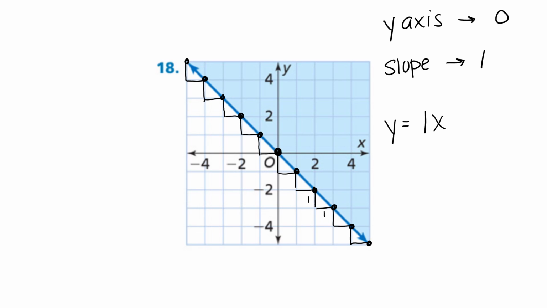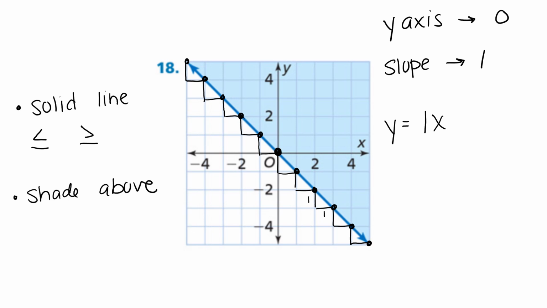We then can reference the fact that it is a solid line. A solid line means that we will include the equal to symbol in our values. Step 3 is that it is shaded above the line, which means we want the greater than symbol. Y is greater than or equal to 1x.